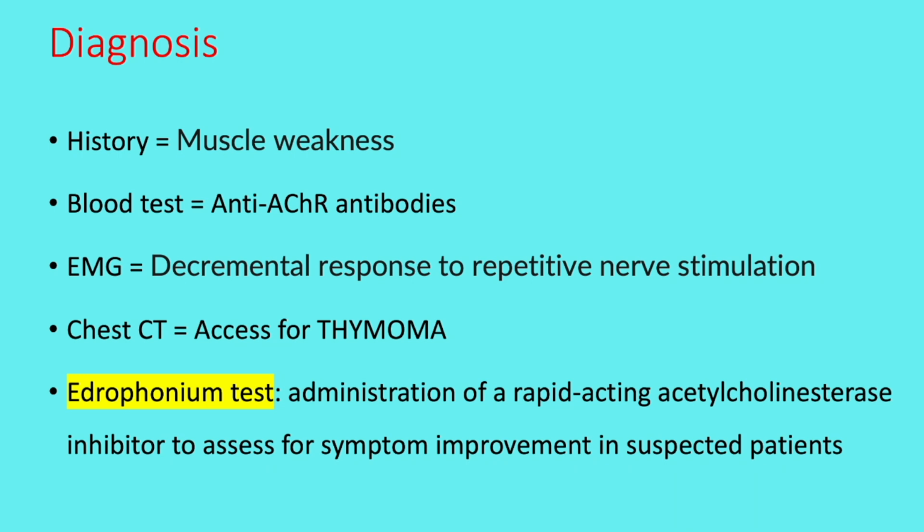And lastly, a very important and very specific test is called the tensilon test, which is the administration of a rapid-acting acetylcholinesterase inhibitor, of which we will discuss the mechanism of action later, to assess for symptom improvement. If it improves, then it's diagnostic of myasthenia gravis. Furthermore, the test can be used to distinguish myasthenia gravis from Lambert-Eaton myasthenic syndrome, because in Lambert-Eaton syndrome there is no response to cholinesterase inhibitors.